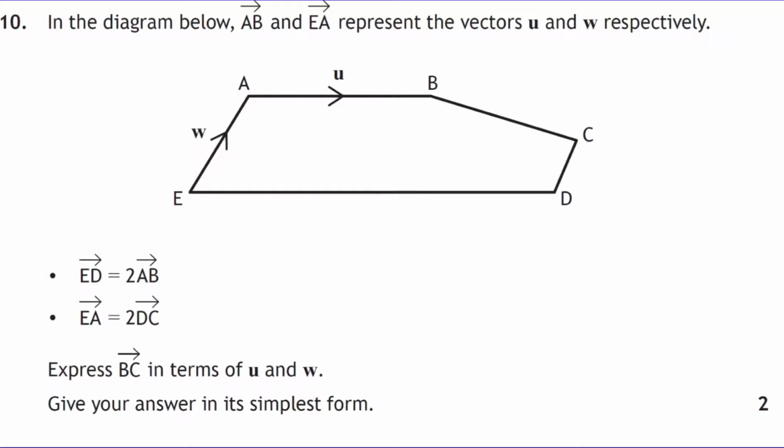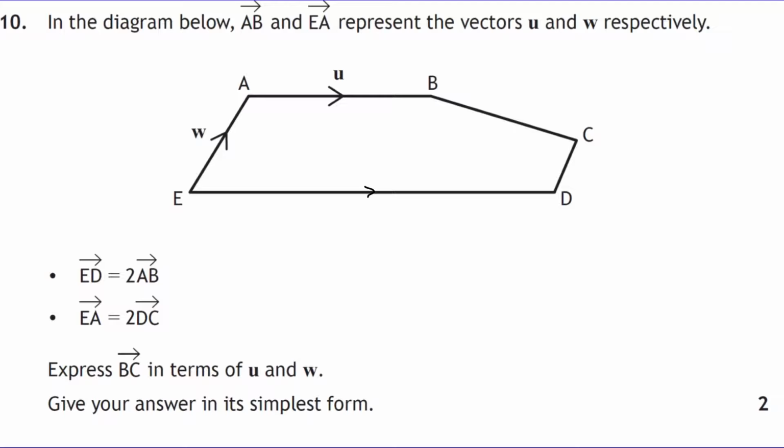Question 10. Okay, a bit of vectors work here. AB and EA represent the vectors u and w. Okay, nice diagram here. So this is w, this is u. E to D is 2 times A to B. Okay, so that means this line here is twice the length of this line here.